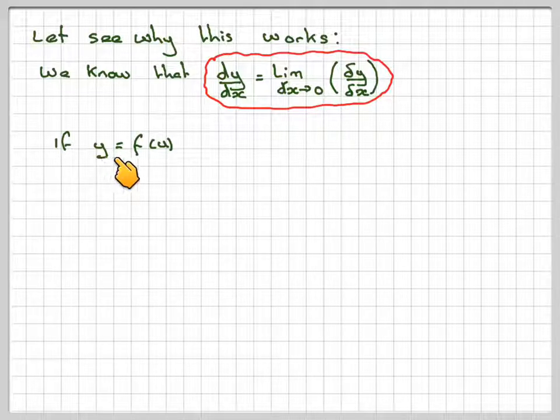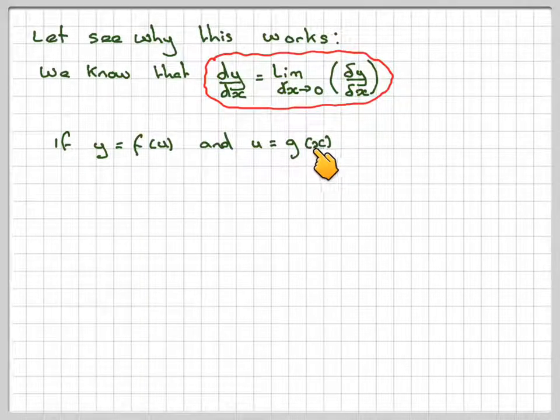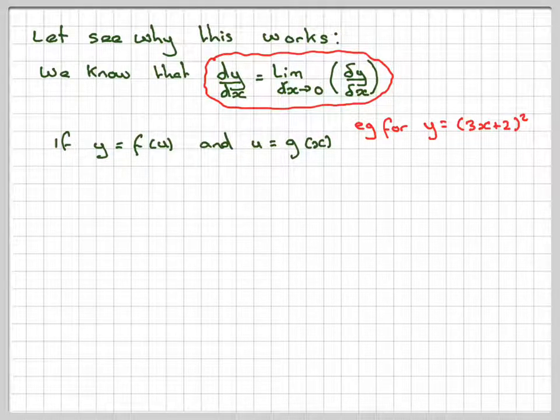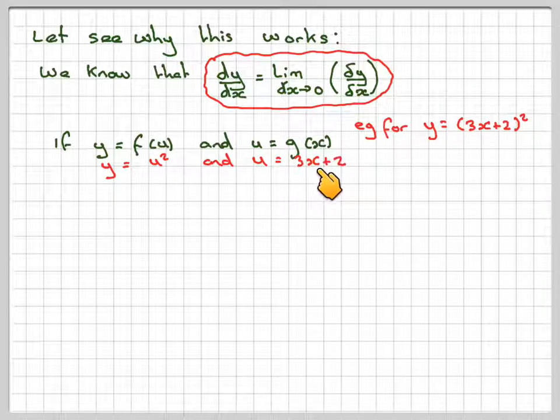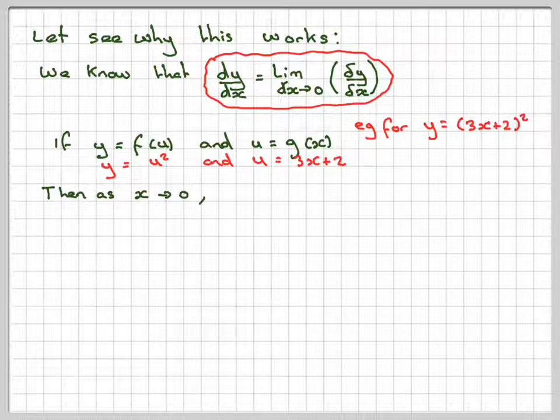So if we now say let y be f of u, and I'll explain what this means in a minute, and u is some other function g of x. So for example, we have y equals (3x + 2) to the power of 2 like we just did. Then we could say y equals u squared, so it's a bracket squared, and u is the bracket which is 3x + 2. Then as x approaches 0, u will also approach 0, and because u is approaching 0, y will approach 0.